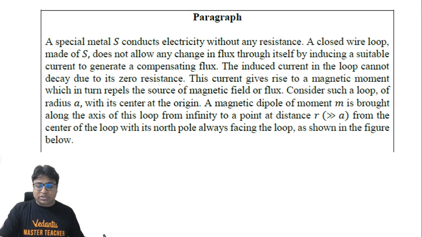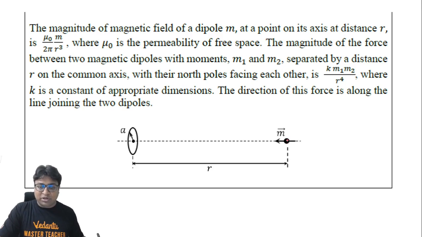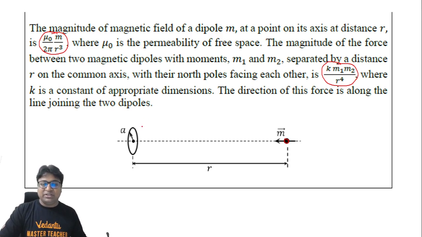So the question says that there is a small dipole magnetic moment M and it is traveling towards a superconducting loop of radius A, and the question tells us that a dipole magnetic moment produces this much magnetic field at a distant point on its axis, and it also tells us the force of interaction between two magnetic dipole moments separated by a distance r and which are aligned along the same line. Okay, and based on this we have to answer two questions. So let's see the first one of them.